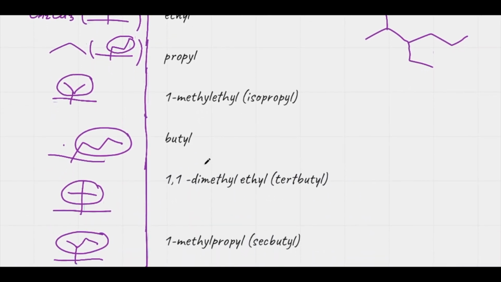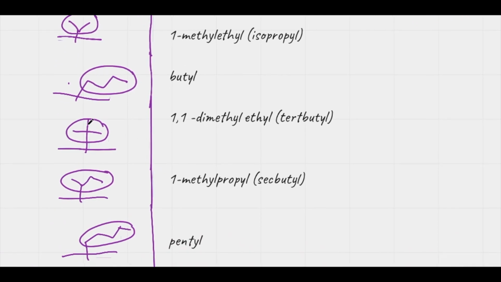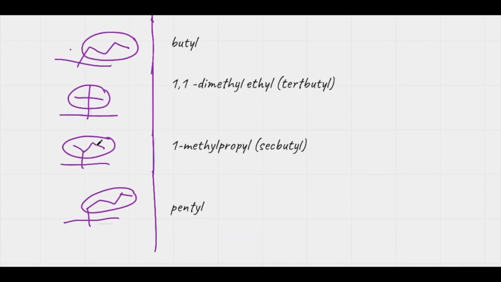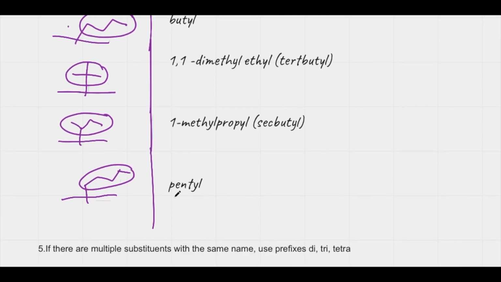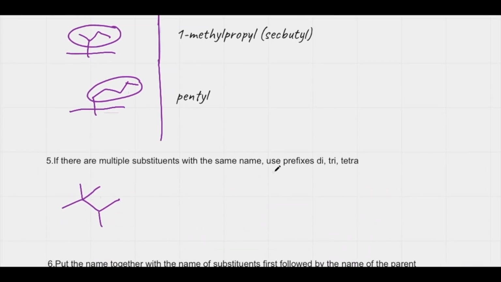I also wrote some of the things that you might have to memorize, which are called common names. So this substituent that looks like a V, that's isopropyl. Propyl is 3 carbons, 1, 2, 3, and it's connected to the parent chain on the second carbon, so it's called isopropyl. 4 carbon substituent is butyl. If we have something that looks like a cross, that's called tert-butyl. If we have this substituent, it's called sec-butyl, and if we have 5 carbons coming off, it's pentyl. If there are multiple substituents with the same name, we have to use prefixes di, tri, and tetra.